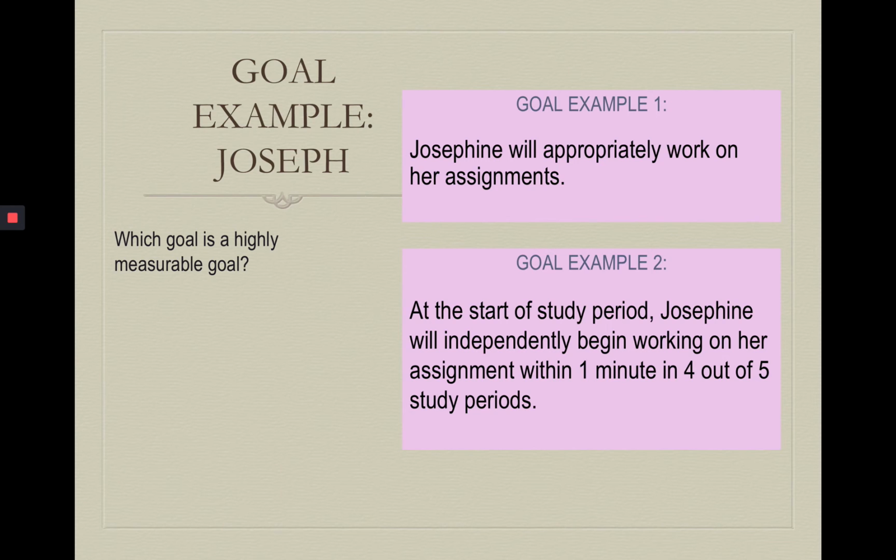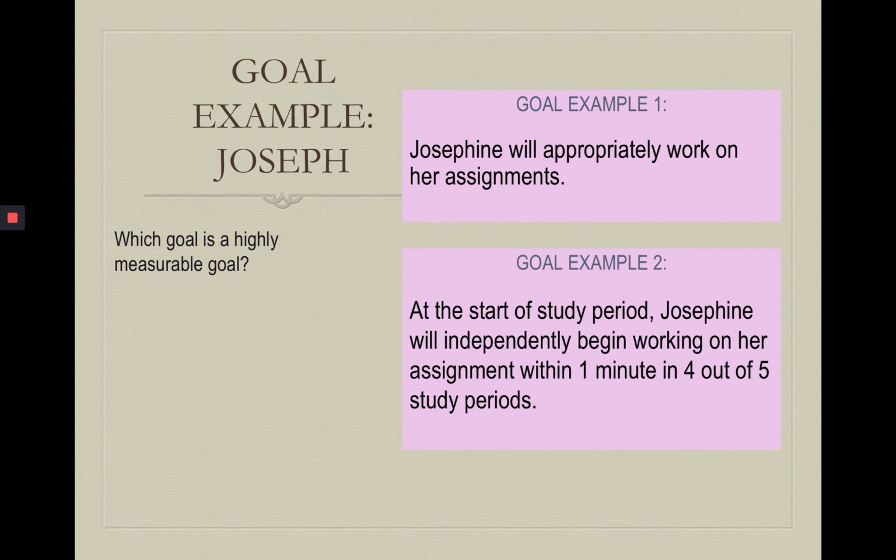All right, take a second and think about which one of these examples actually contains all of the elements of an instructional objective that we just talked about. I hope you all agree that it's example number 2. It has a clear antecedent. The antecedent is, in this case, a specific time period, at the start of a study period. We've identified our learner, who is Josephine. The behavior is she's going to independently begin working on her assignment. That is the target behavior.